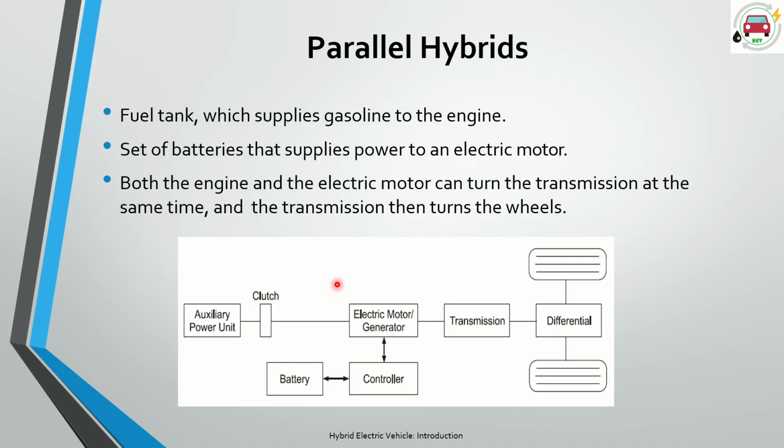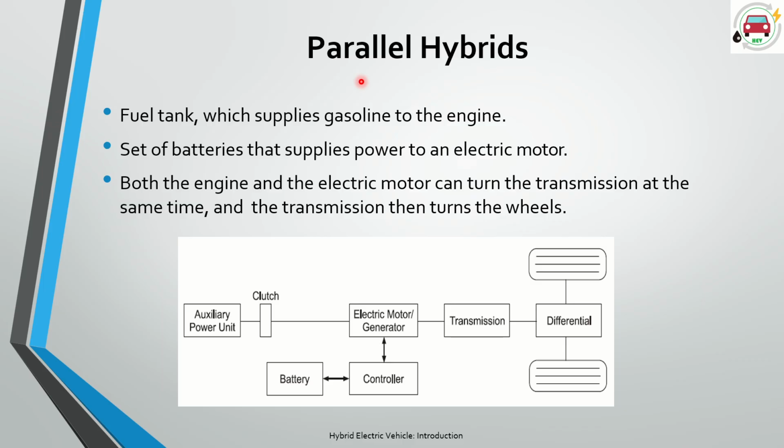Yes, here it is. So parallel hybrid means there are two types of connection, just as in batteries and electric connections we have parallel connections and series connections also. Okay, the same thing we are using here. So the fuel tank supplies the gasoline to the engine, as we can see in this picture. So this is the setup we are using for the parallel hybrids, right?